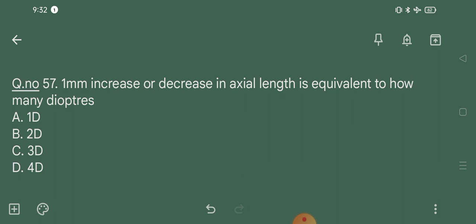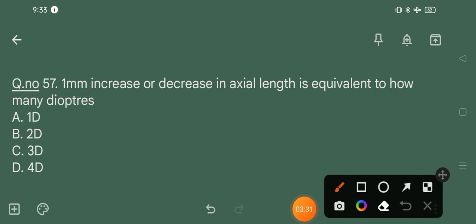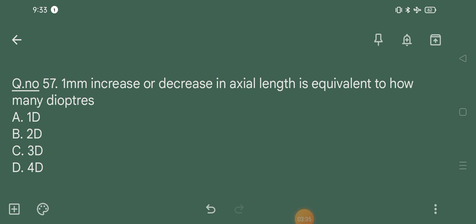Question number 57. 1 mm increase or decrease in axial length is equivalent to how many diopters? Option A 1 diopter, option B 2 diopter, option C 3 diopter, option D 4 diopter. The correct option is option C, that is 3 diopter.